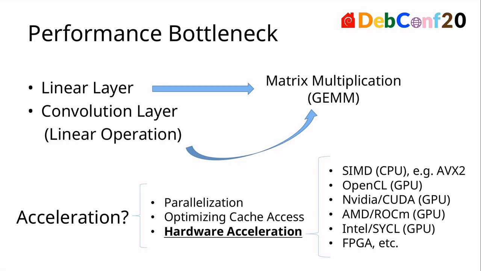The solutions can be categorized into three groups. The first one is parallelization. For example, OpenMP, which spawns a number of threads at runtime to calculate the matrix in parallel. The second group is some techniques for optimizing the cache access in order to reduce the rate of cache misses. The third group is hardware accelerations, and there are many available hardware solutions.